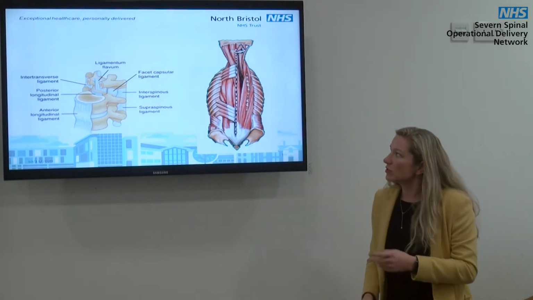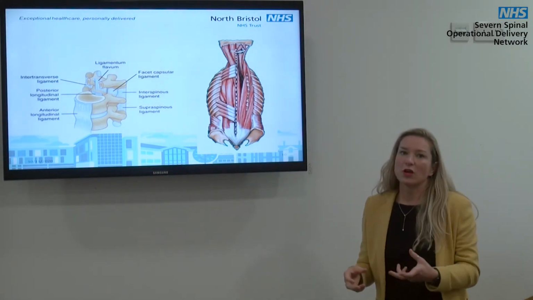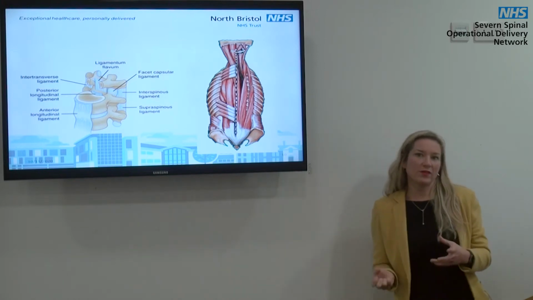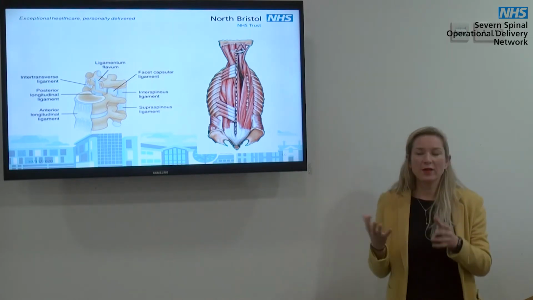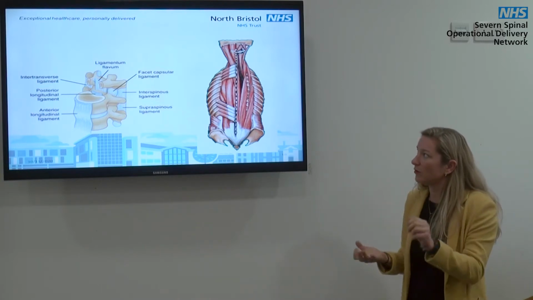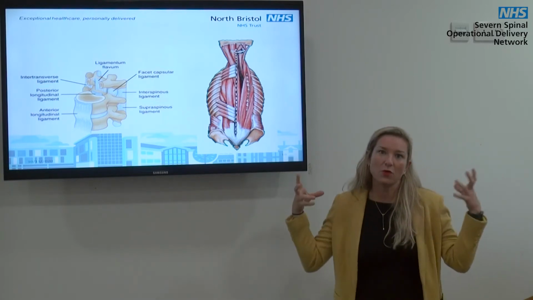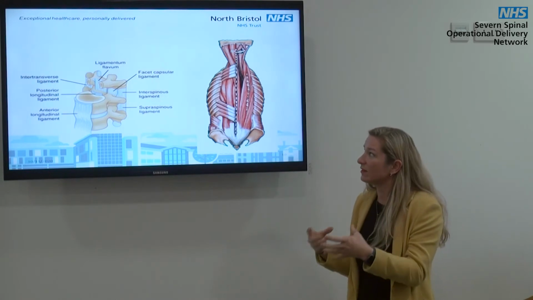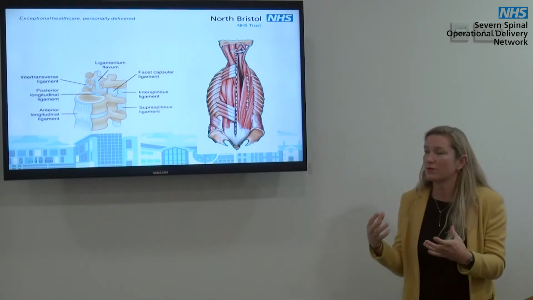So, not just bones, but ligaments and muscles are just as important in spinal integrity. The spine is made up of three things: the bones themselves, the ligaments and the muscles, and those are what make up spinal stability. And this is why it's so important sometimes when we're asking for MRIs.